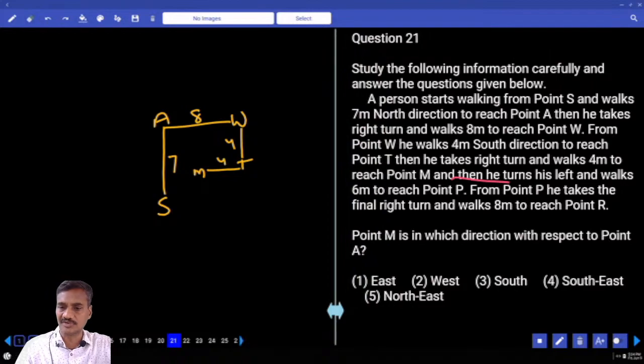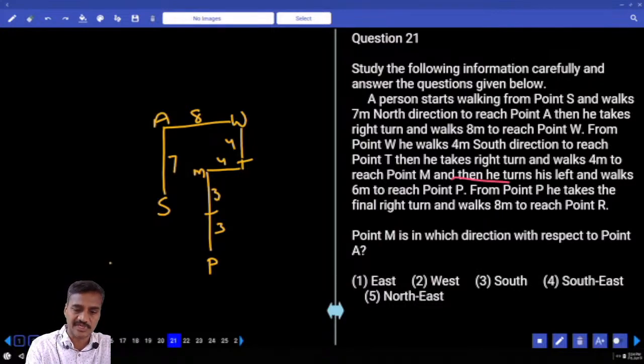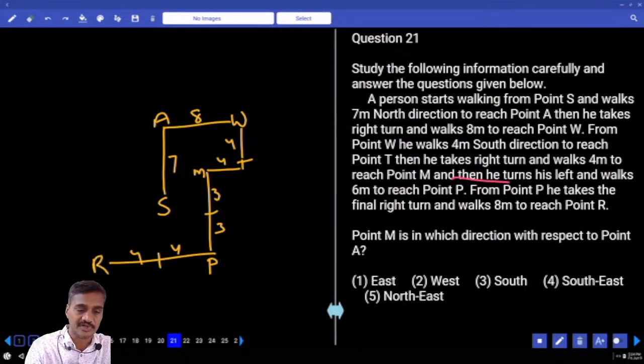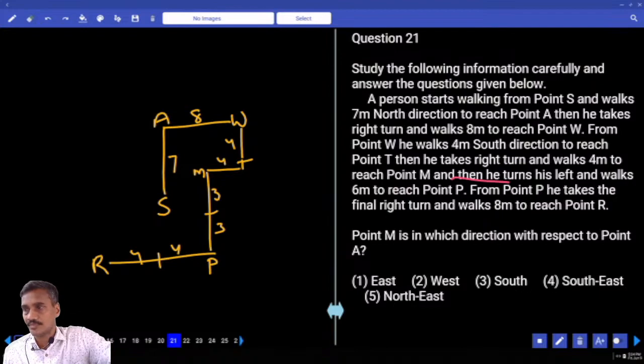Then he turns left and walks 6 meters. From here, 6 meters. 4 plus 6, 10. This is 3 and this is 3, and he reaches point P. From point P, he takes the final right and walks 8 meters. Out of this 8 meters, this is 4 and this is 4, and he reaches point R. Now this is the final position.